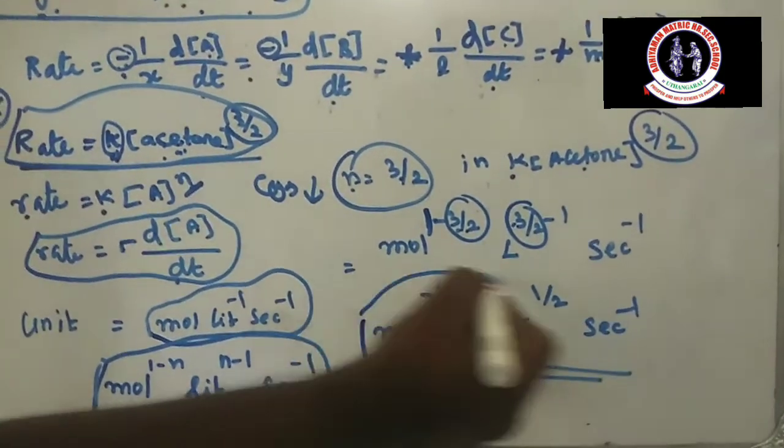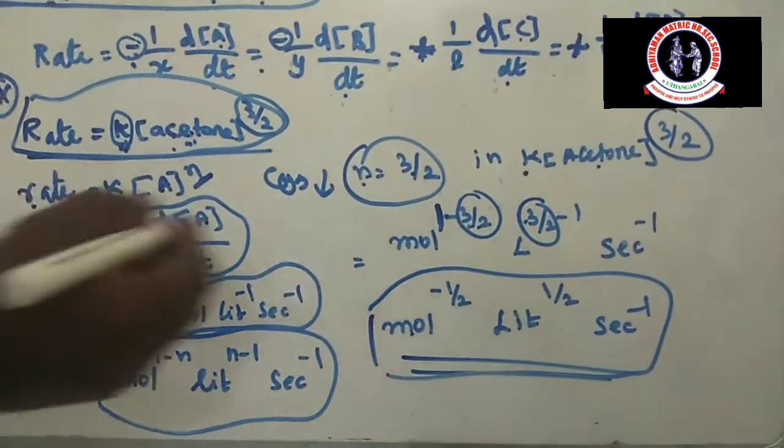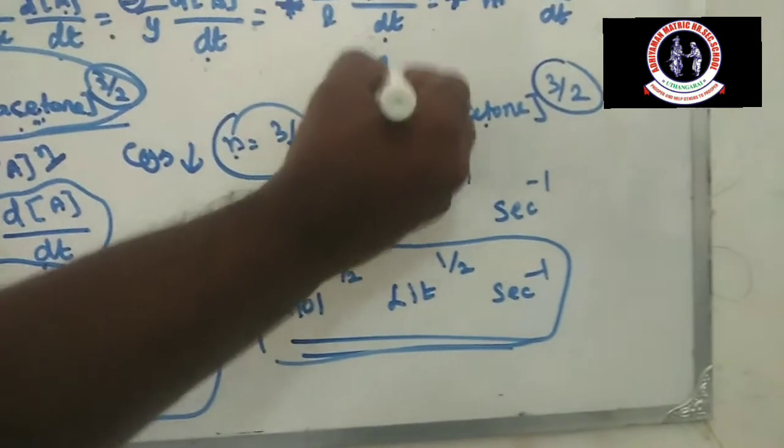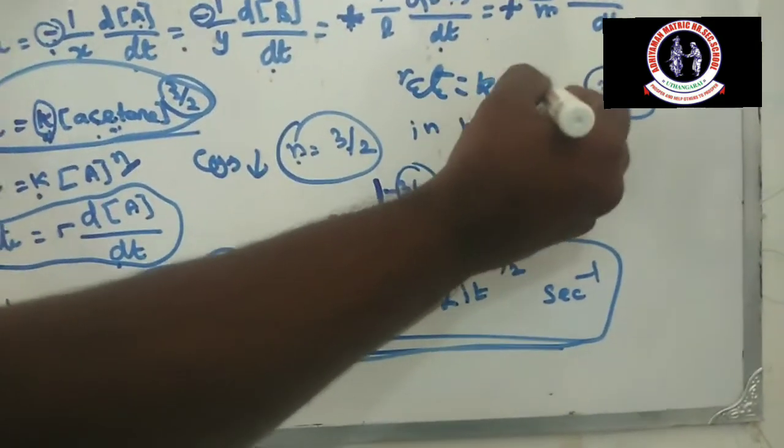That is the unit of K for the rate equal to K into acetone to the power 3 by 2.